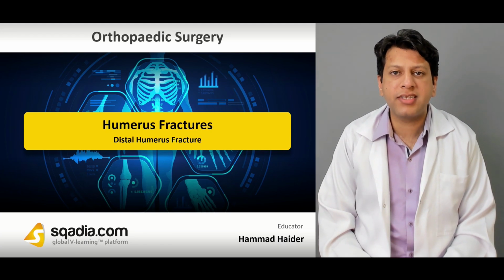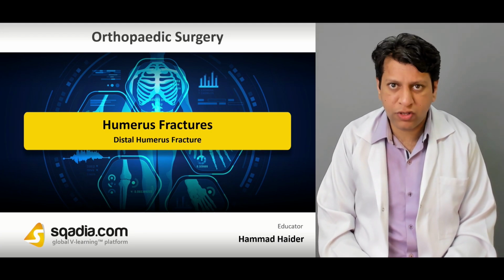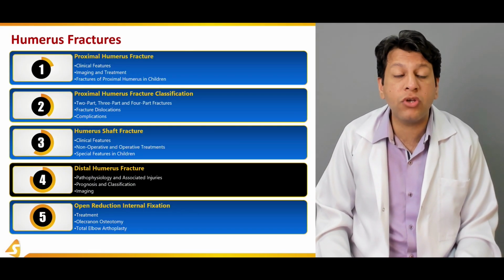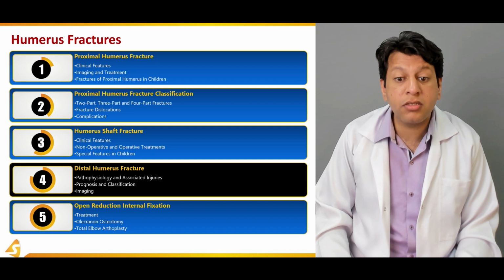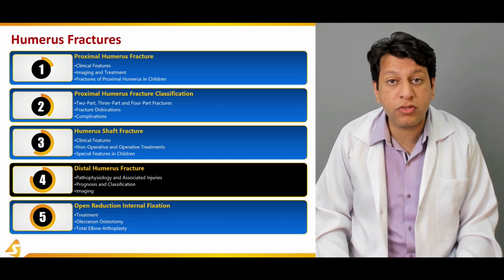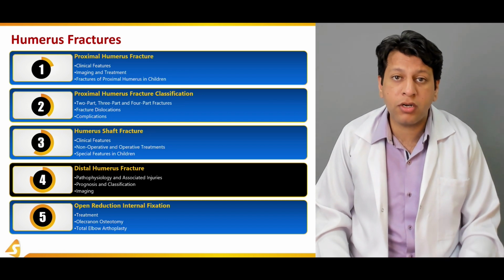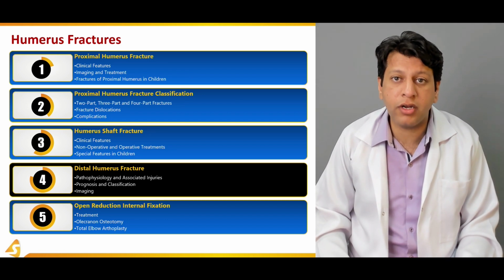Now, moving on to our next section, that is the distal 1/3 of the humerus fractures. In this section, we'll be discussing the pathophysiology and associated injuries, the prognosis and classifications for the distal 1/3 of the humerus fractures, what the imaging techniques are, and what options we have regarding the distal 1/3 of the humerus fractures.